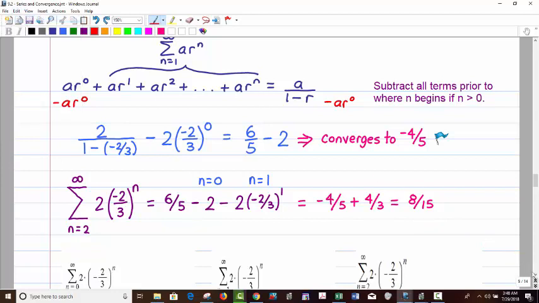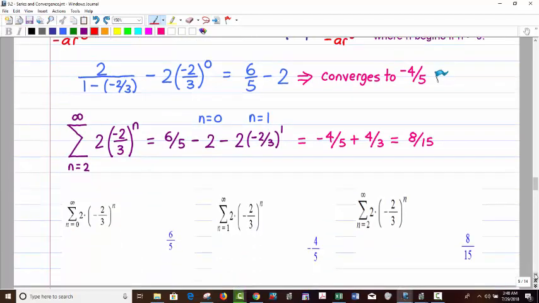So needless to say, to verify my results, I put this in Maple for you to help reassure you that I wasn't just making up a bunch of nonsense. But there they are: 6 over 5, negative 4 over 5. Look at the counters: 0, 1, and 2. And there's 2, 8 over 15.